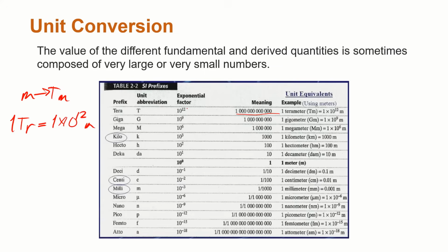So when you see times 10 raised to positive 12, you know that the equivalent unit is 1 terameter. For example, with negative 9, you will know that it is for nanometer.